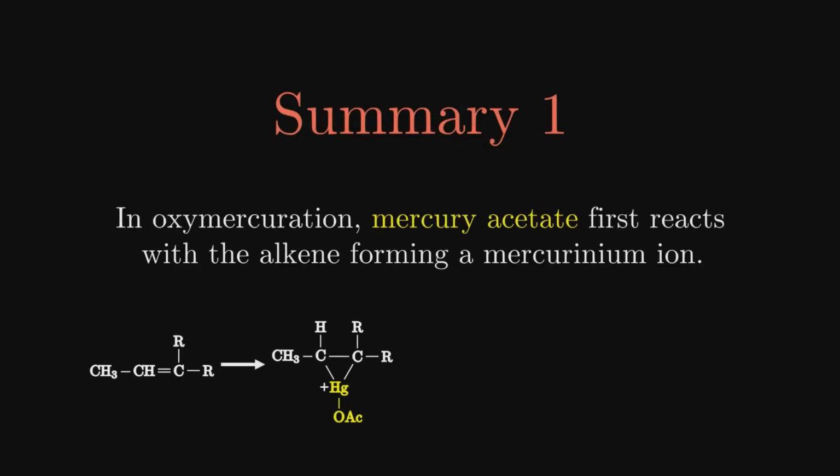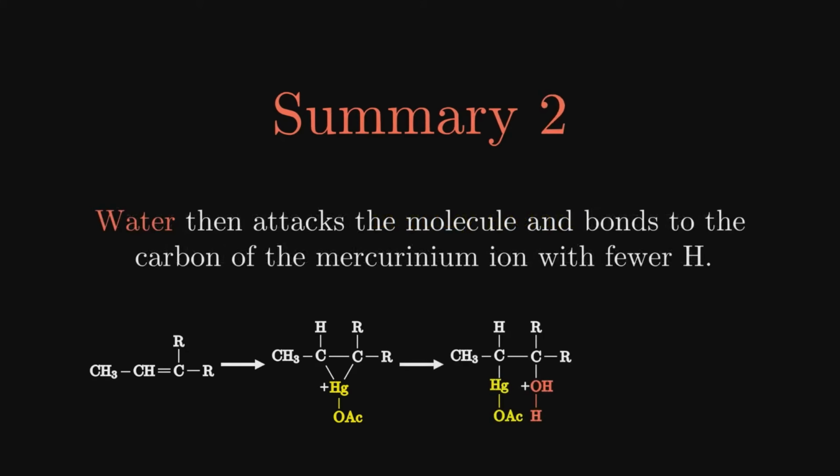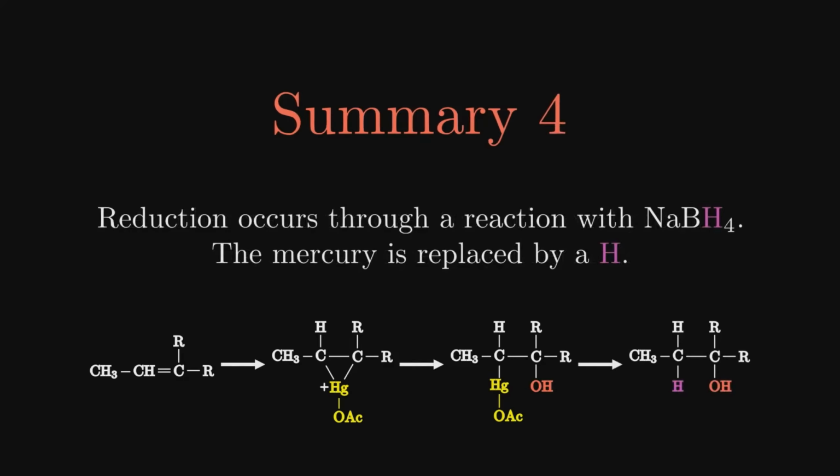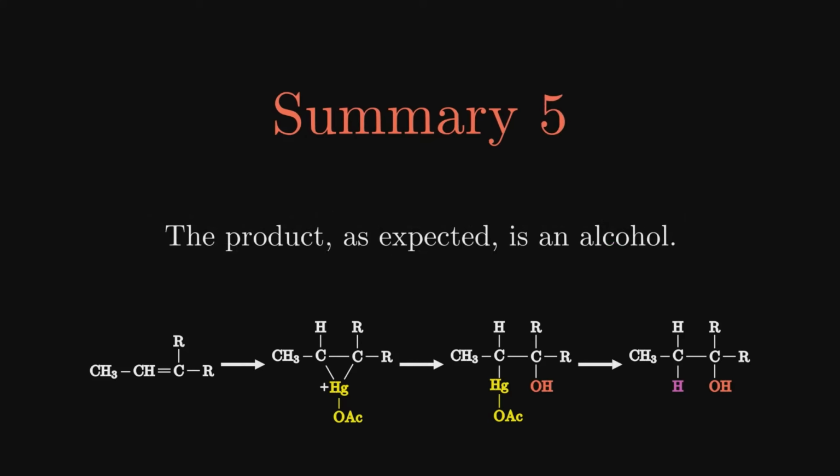In summary, the oxymercuration process begins when the mercury acetate reacts with the alkene, forming a mercurinium ion. Water then attacks the ion and bonds to the original sp2 carbon with fewer hydrogens. Another water removes the additional proton, leaving us with an organomercury intermediate. Finally, reduction occurs through a reaction with sodium borohydride. The mercury is removed and replaced with a hydrogen. The product, as expected, is an alcohol.